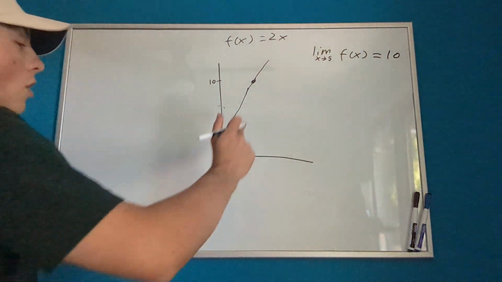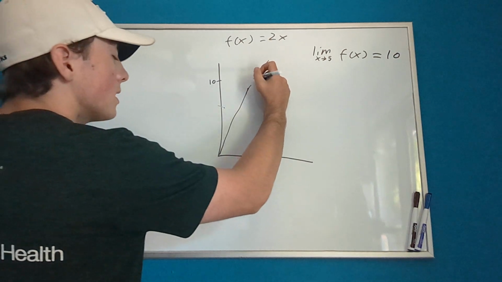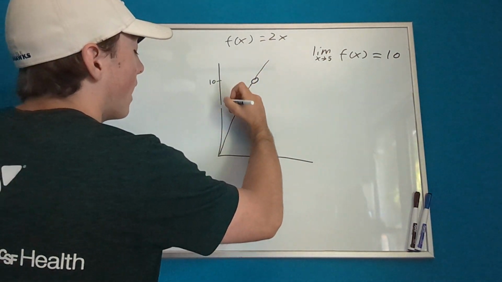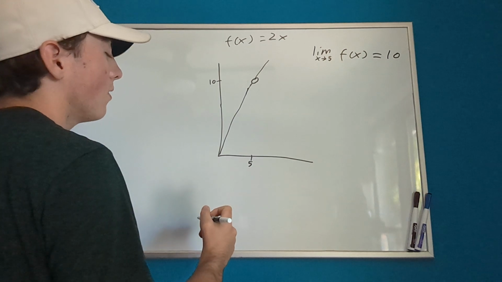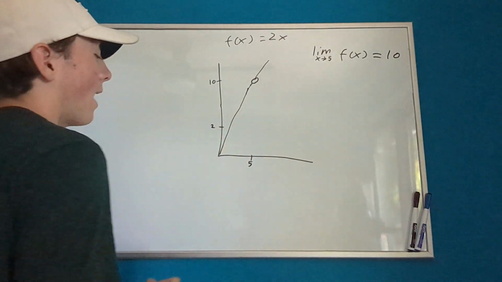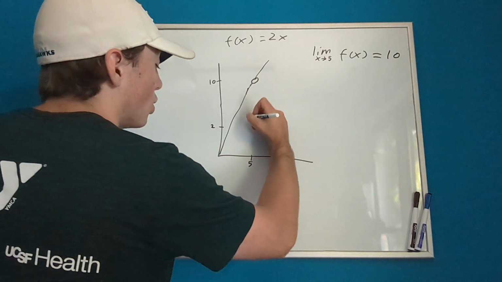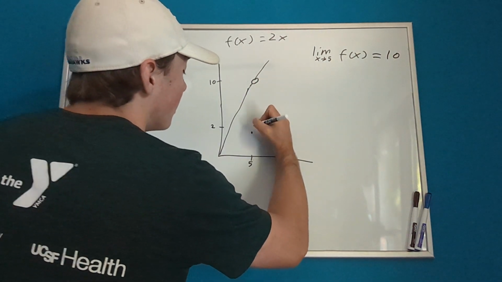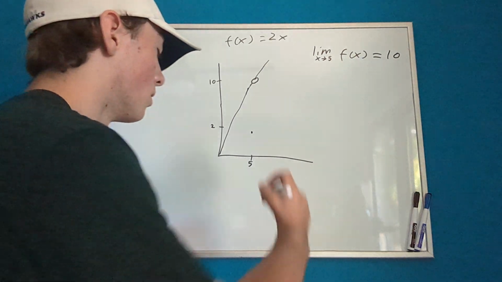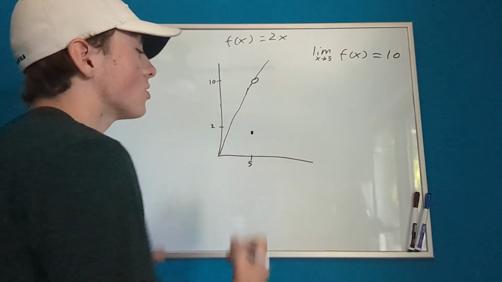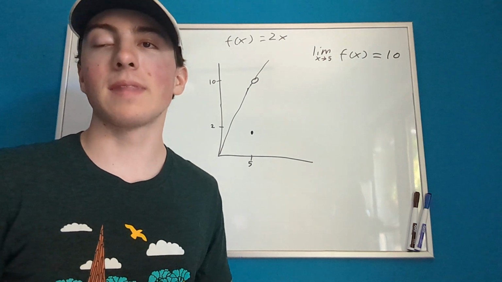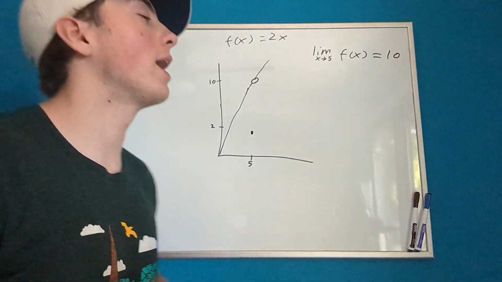But let's throw in a little curveball. Let's say that this point is defined such that f of 5 is equal to 2. Does this actually change our limit at all? I encourage you to think about that a little bit. Does it change our limit? The answer is no. Why is that?